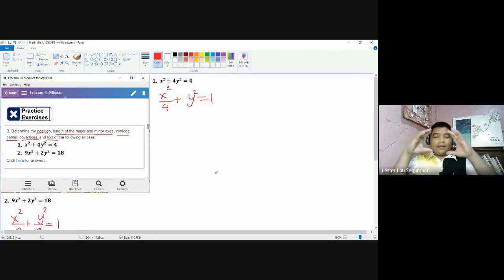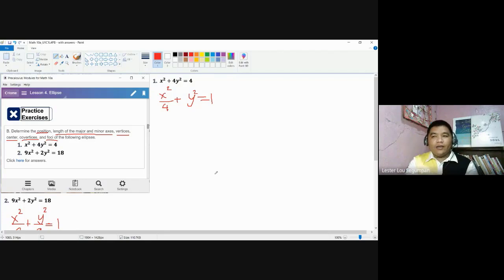The major axis is the line segment connecting the vertices of the ellipse passing through the center, while the minor axis is actually the line segment connecting the covertices of the ellipse passing through the center. I'm talking about horizontally. If we're going to interchange it, it should also be the other way around.